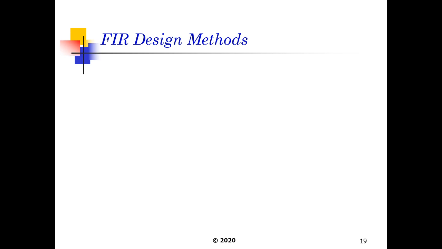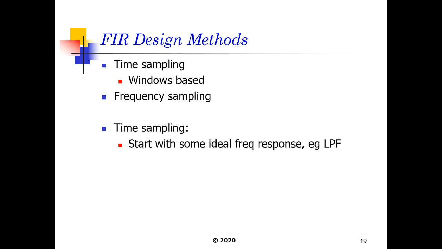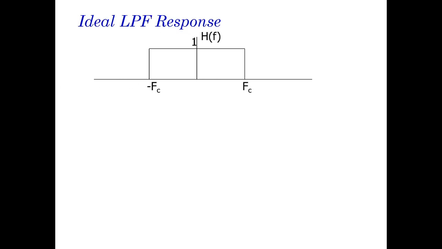So there are different design methods, which is time sampling or window based, which we just now did, and there's a frequency sampling method. The time sampling method starts with some ideal frequency response, for example, a low pass filter. So we can have basically a rectangular window here, which is basically the frequency response for an ideal low pass filter. Once we have this response in terms of H of f, we need to figure out what it is going to be in terms of h of n.